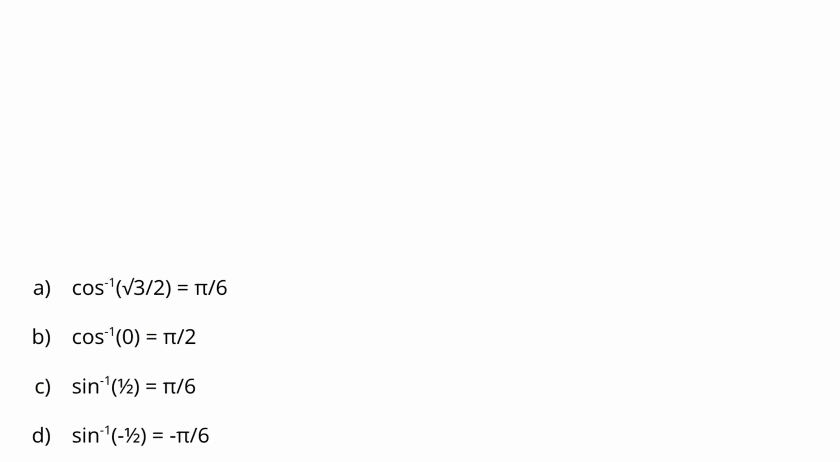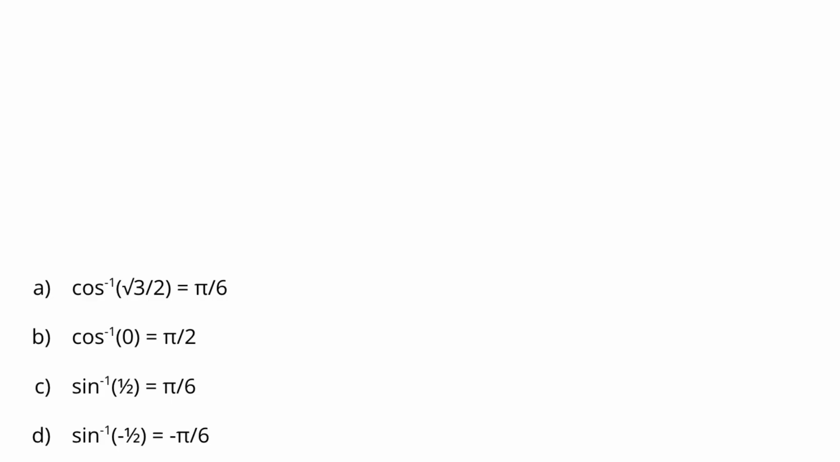Starting off with problem 1, we are given 4 inverse equations of cosine and sine. Starting off with cosine inverse of radical 3 over 2, this is equal to pi over 6, because cosine is equal to positive radical 3 over 2 at pi over 6. Cosine inverse of 0 is equal to pi over 2, and sine inverse of 1/2 is equal to pi over 6, and sine inverse of negative 1/2 is equal to negative pi over 6.